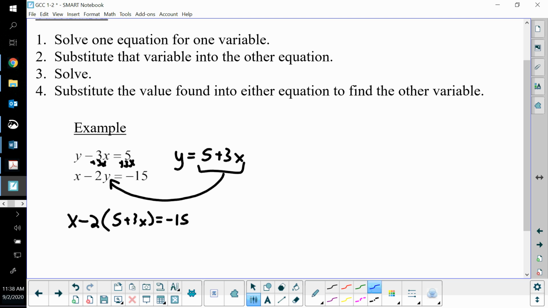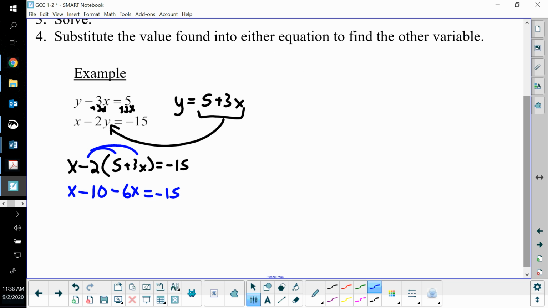So in solving this, the first thing we should go about doing is our distributive property. We've got the negative 2 in front of our parentheses. Now you need to remember to distribute this as a negative 2. That's a common error to not distribute the negative with it. So we'll have x minus 10. Then we'll have a negative 6x when we multiply the negative 2 through equals negative 15.